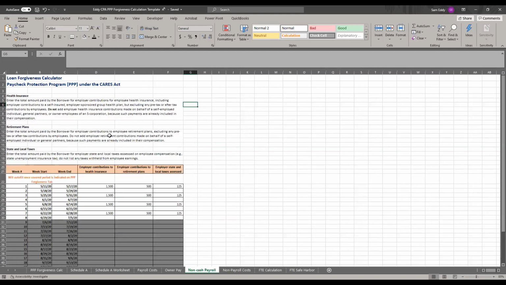Next is non-cash payroll. So this is just entering in your employer contributions to health insurance, employer contributions to retirement plans, and employer state and local taxes assessed, which you can enter based on the week in which you paid them.